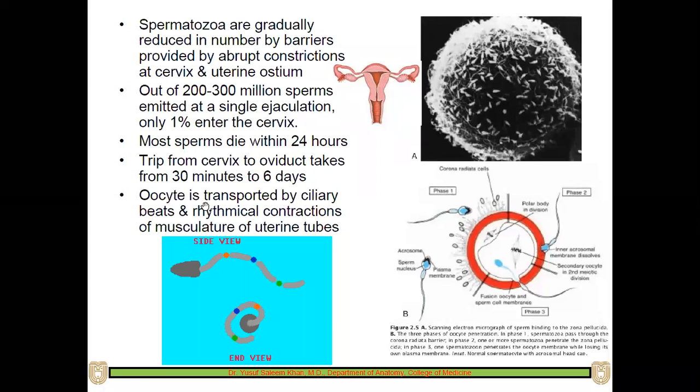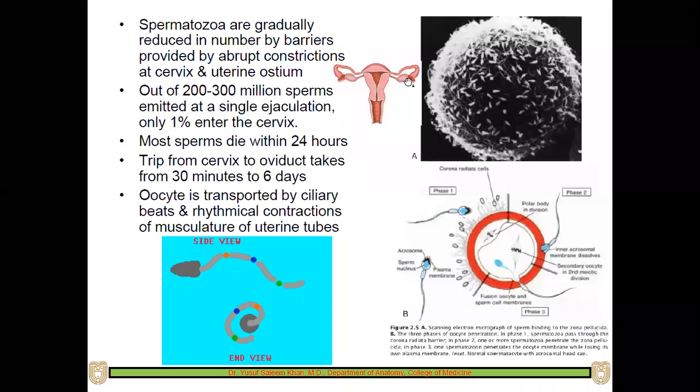The oocyte is transported by the ciliary beats and the rhythmic contraction of the musculature of the uterine tubes. The sperms, we know, can move with the tail waddling. Okay, but here, as I said, it has a very small effect. The main movement is by the contraction of the uterus, which will pull as well as aspirate the sperms, and it will push them into the fallopian tubes.